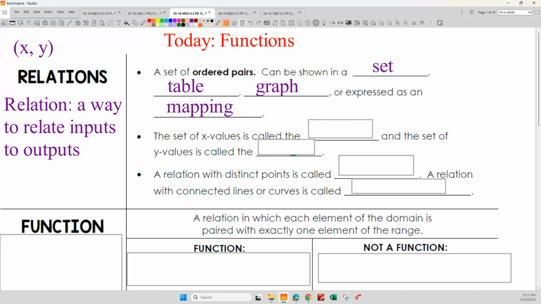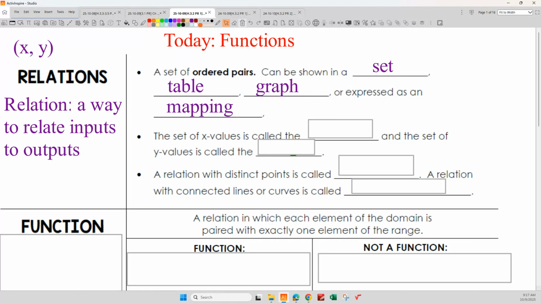So the set of X values in a relation, what do we call that? The set of all the input values. Usually X values, but not always. But the set of all input values is what? Starts with a D. The set of all the possible input values for a relation. All the X values we can plug in. I think you guys know this, I really do. It starts with a D.